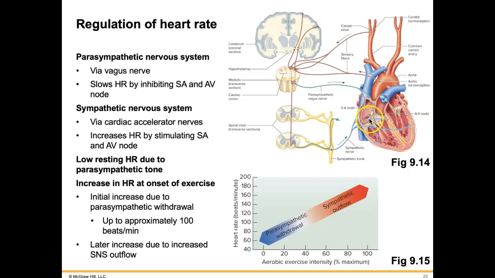So note how we have a branch going to all the different components of that conduction system. And by stimulating or sending impulses through these nerves, we are going to increase heart rate, and specifically doing that at the SA node and the AV node.